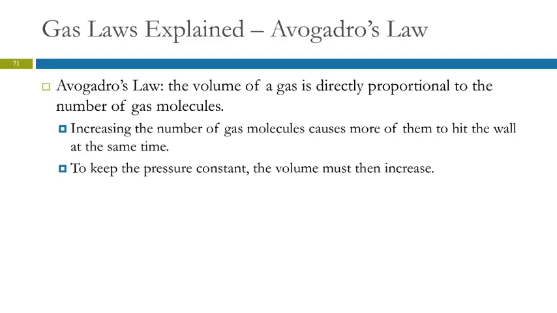Avogadro's law tells us that the volume of a gas is directly proportional to the number of gas molecules. We can explain this with kinetic molecular theory. If we increase the number of gas molecules, there's going to be more in that container. They're going to hit the walls more frequently, right? Again, with this law, we're keeping the pressure constant. To keep the pressure from going up, we have to expand the volume to spread it out over a larger area.